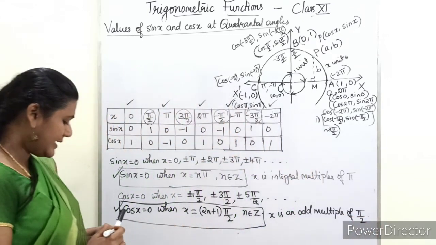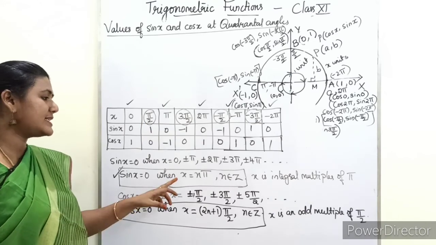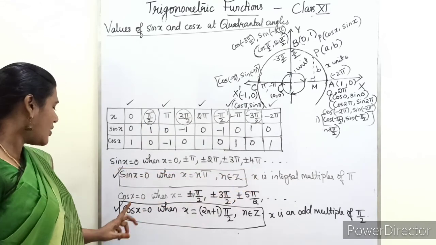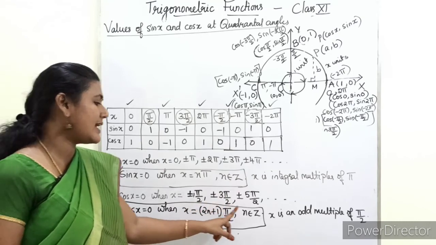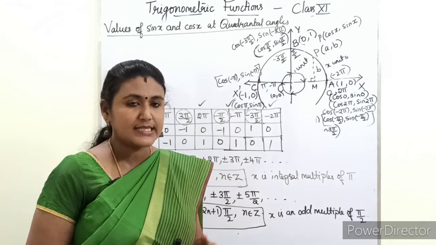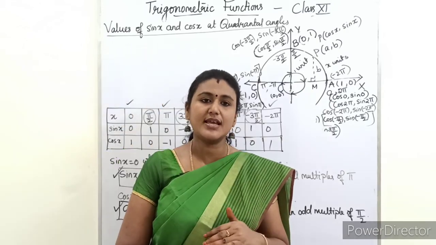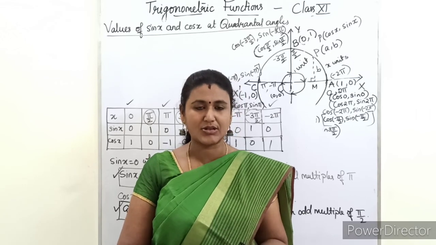So listen here, these two are very important points. Sin x is 0 when x is an integral multiple of pi. Cos x is equal to 0 when x is an odd multiple of pi by 2. These two properties we will be using in many places. So we have seen some properties of sin and cos functions.